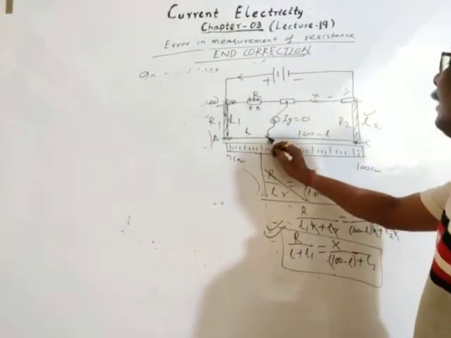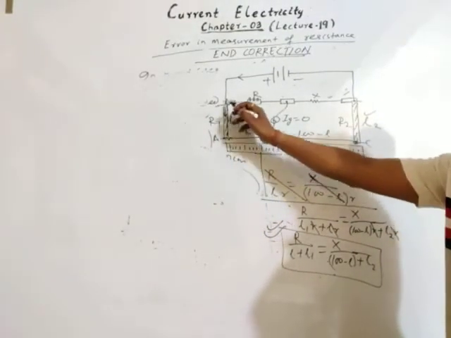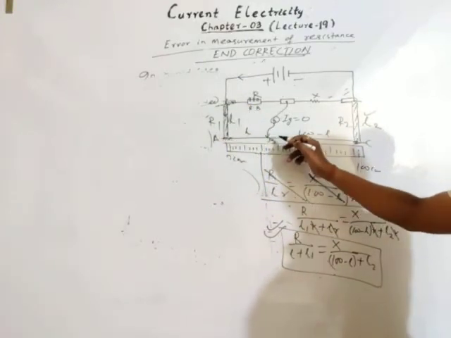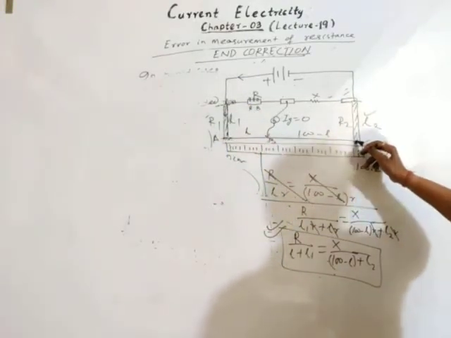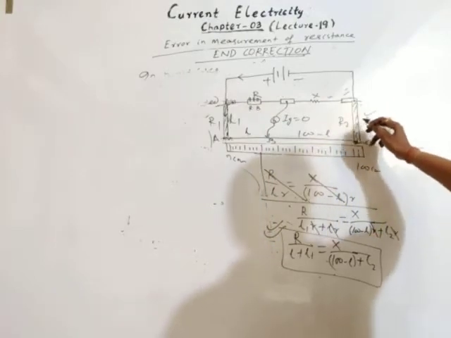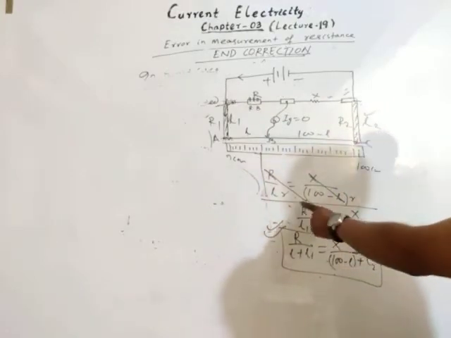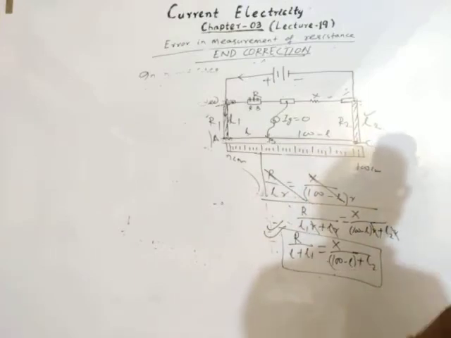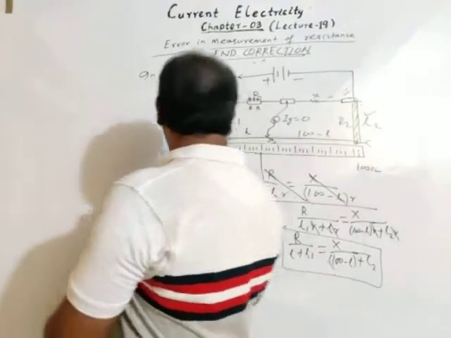This is the null point at a distance L. This length is L1. Total length is L plus L1. Here the length is 100 minus L. This length is L2. So total length is 100 minus L plus L2. Okay. So what may be given?